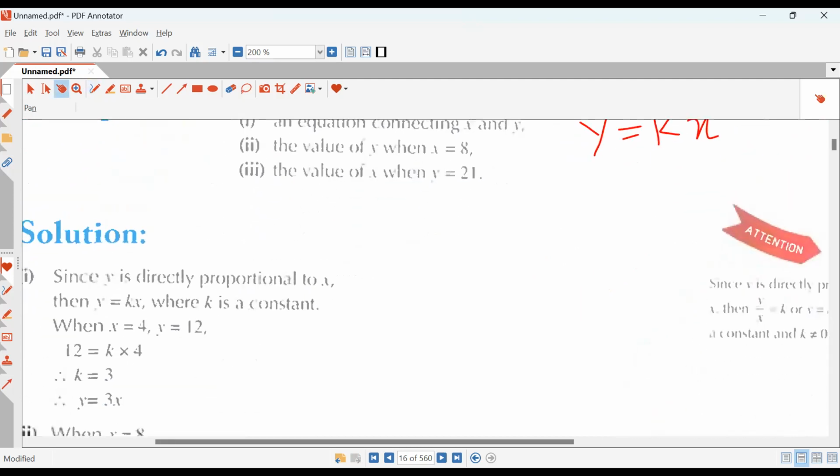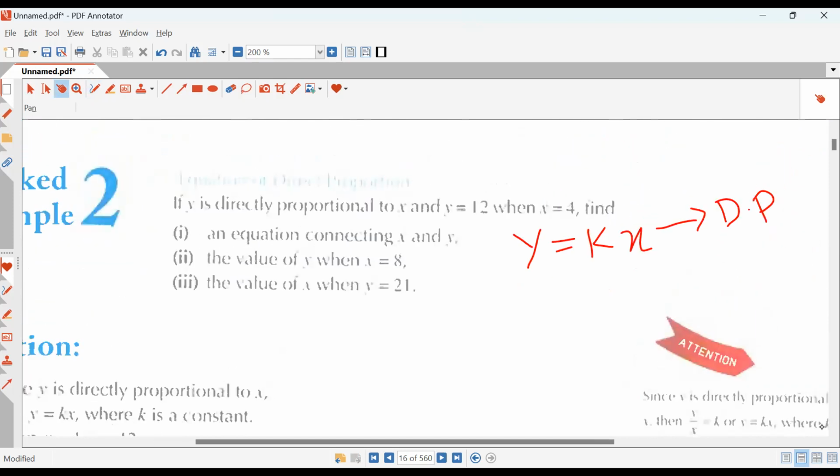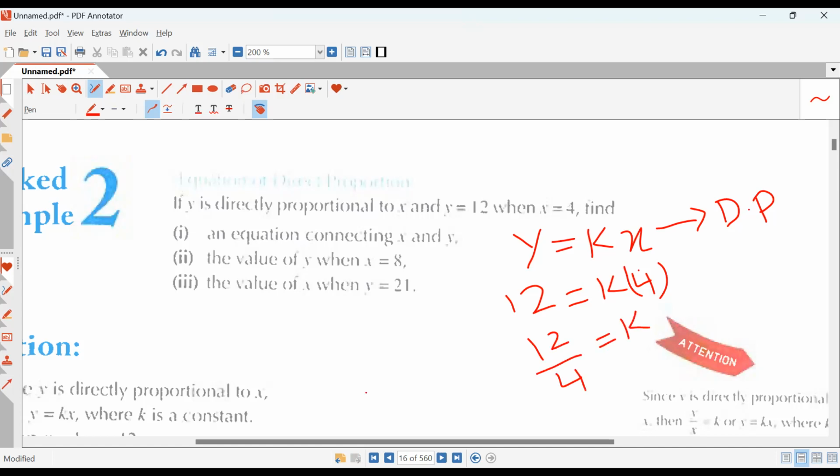So I can say, I can calculate the value of k. Y equals to 12, x equals to 4. So the rate, the slope can be 12 upon 4 equals to k. So k equals to 3. So I can say the equation is going to be y equals to 3x. This is my equation.